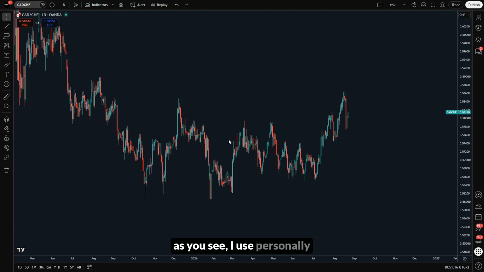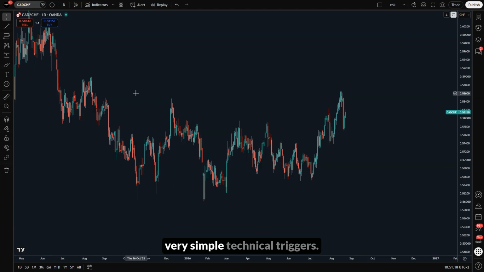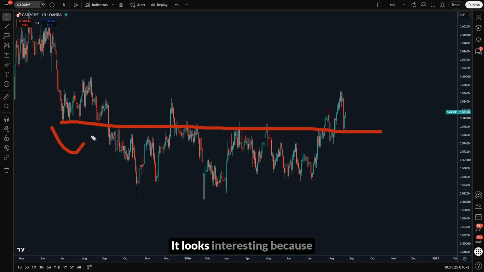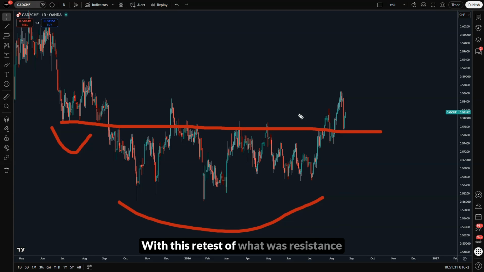As you see, I personally use very simple technical triggers. In this case, it looks nice, it looks interesting because there's a rounded bottom with this retest of what was resistance now turning into support. It looks pretty interesting for a continuation higher.